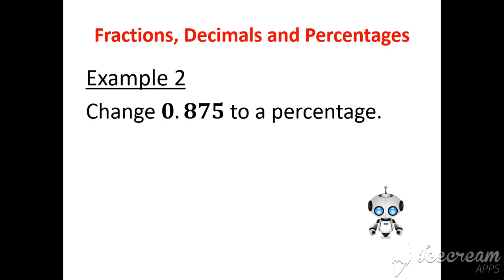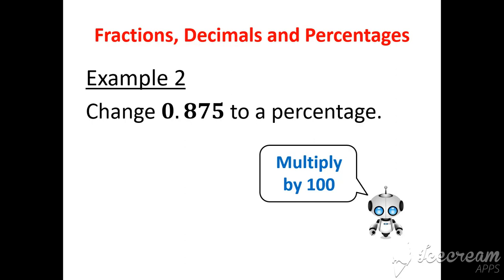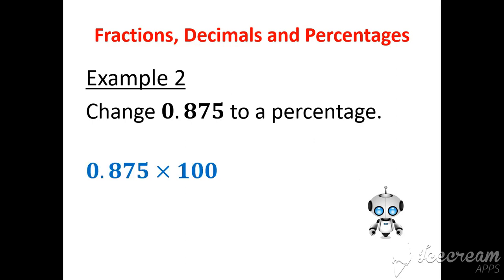All right, example 2. How do I change a decimal 0.875 into a percentage? Well, I multiply by 100. A decimal into a percent, times by 100. So I go 0.875 times 100, and that gives me 87.5%.